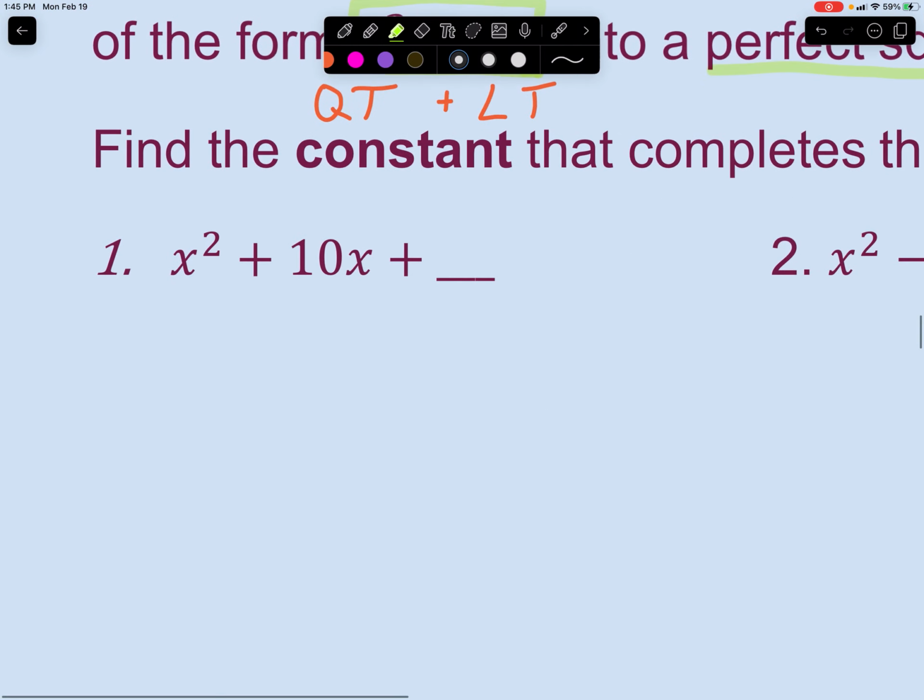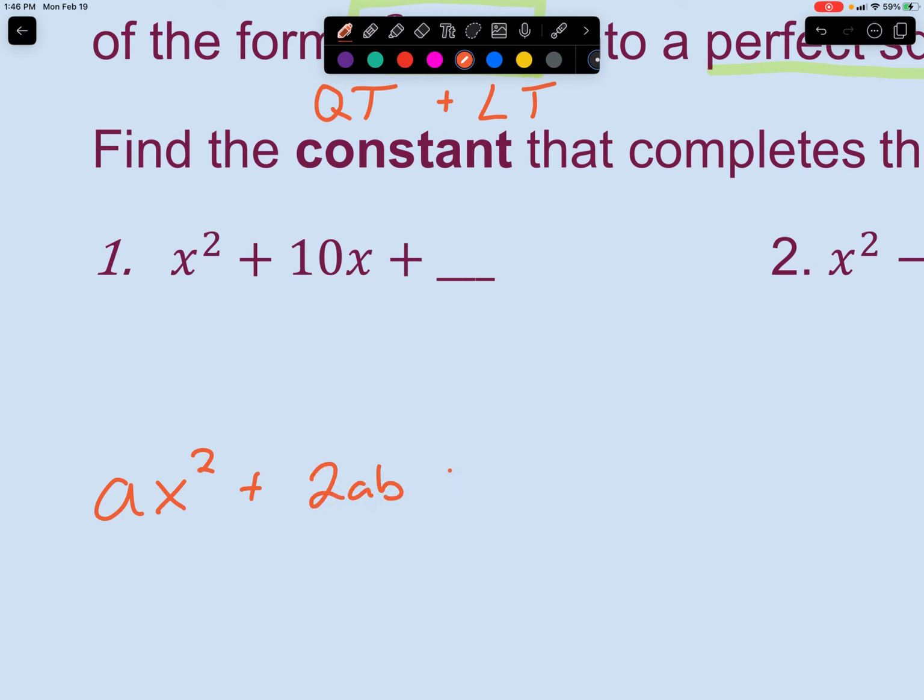So in order to do that, going back to our pattern, to find our C, we're going to take our middle term, divide by 2, and then square it. So this is going to be x plus 5, and then we square the 5 to get 25. Again, check mark. Divide by 2, square it.